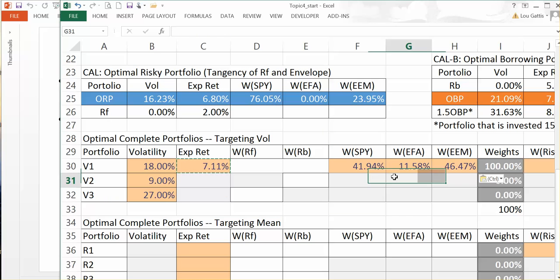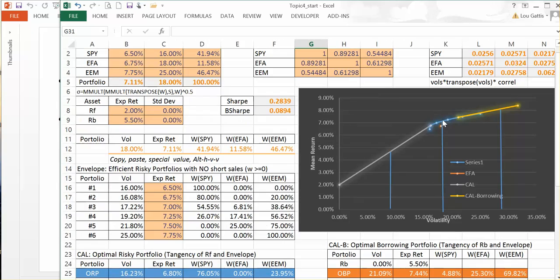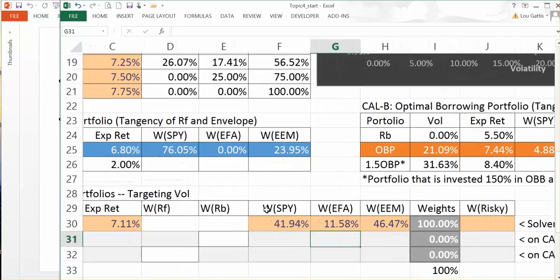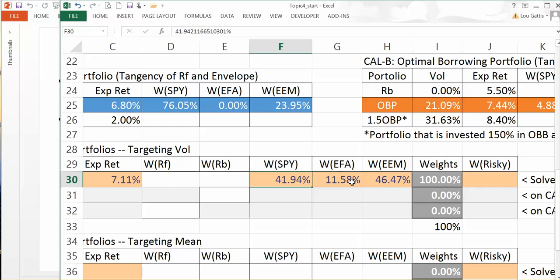So the optimal portfolio, if you want an 18% vol, is investing none in treasuries and not borrowing. It's just putting 41% of your money in SPY, 11 in IFA, and 46 in EMA. So if you have someone that wants an 18% vol, you're going to suggest a portfolio that's on the envelope right here. And if they had $100 to invest, you would put $41.94 in SPY, $11.58 in IFA, and $46.47 in EMA.